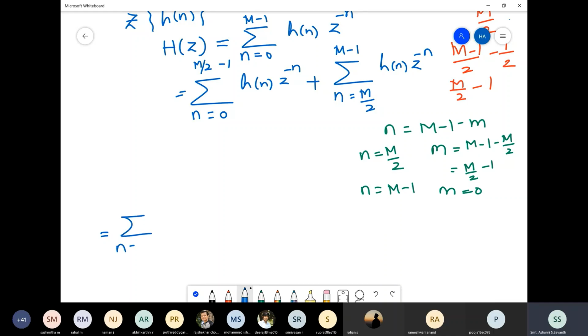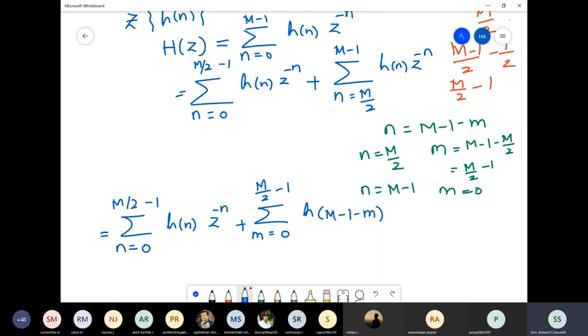So the first one, n equals 0 to M by 2 minus 1, h of n, z to the power minus n. In the second, the limits are from M by 2 minus 1 to 0, or I can just write it as 0 to M by 2 minus 1 since it is a summation. Then h of M minus 1 minus m, z to the power minus of M minus 1 minus m. We have substituted for n there.